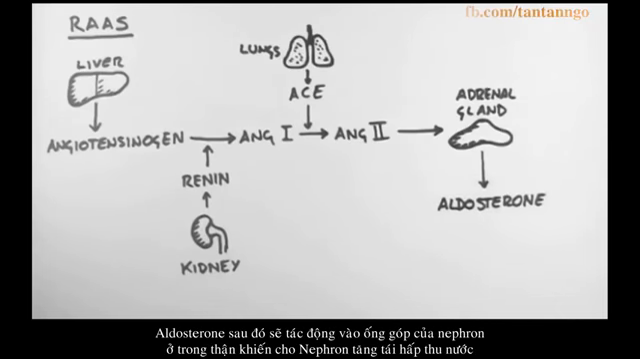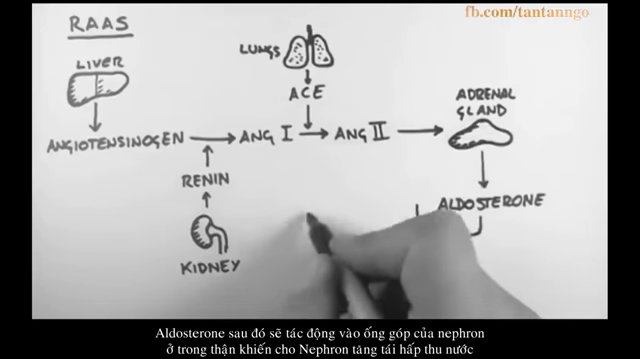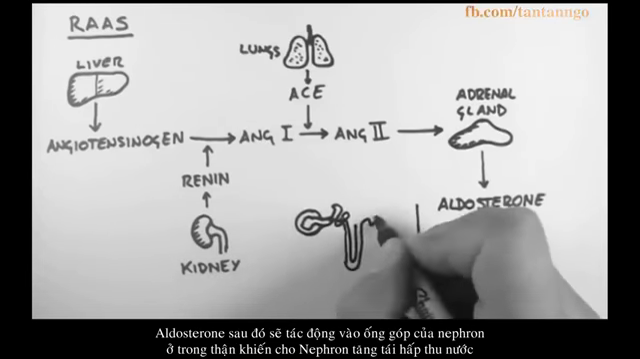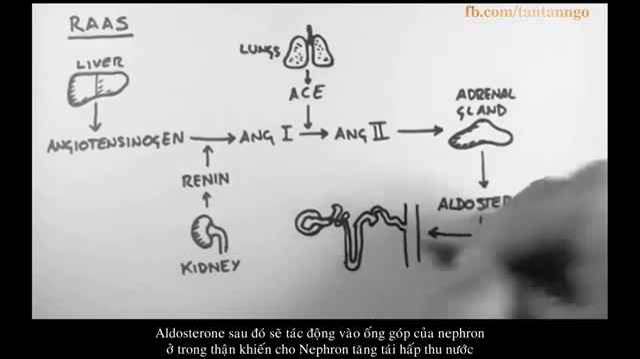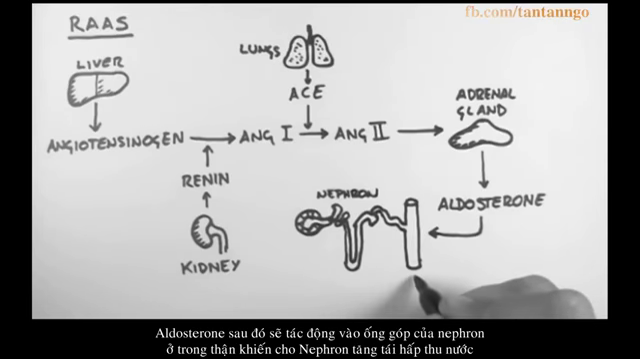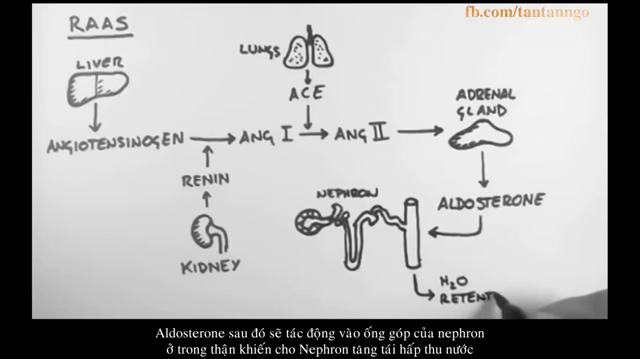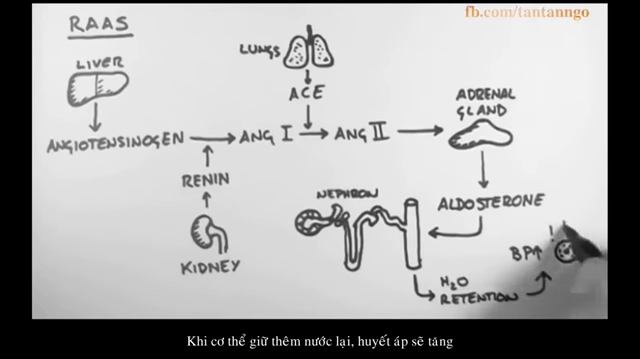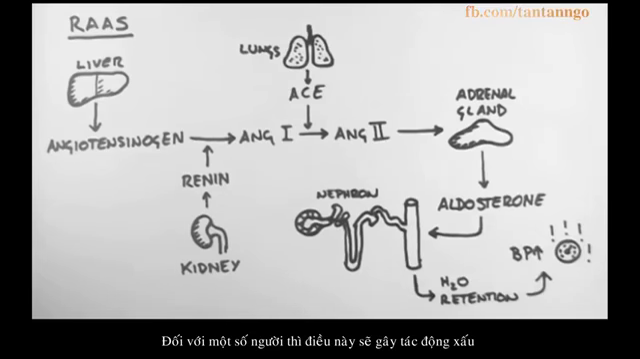And that's a steroid hormone, which then acts on the collecting ducts of the nephron. This is within the kidney, and causes the nephron to retain water. So I'll put here H2O retention. Then if the body retains water, the blood pressure goes up, and in some people this can be a bit of a problem.